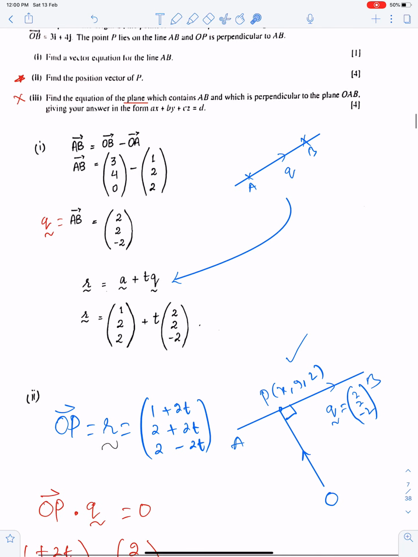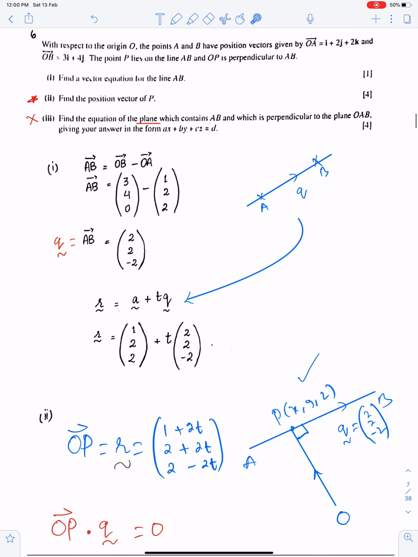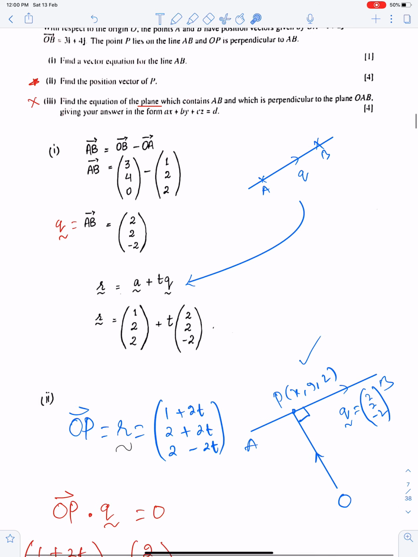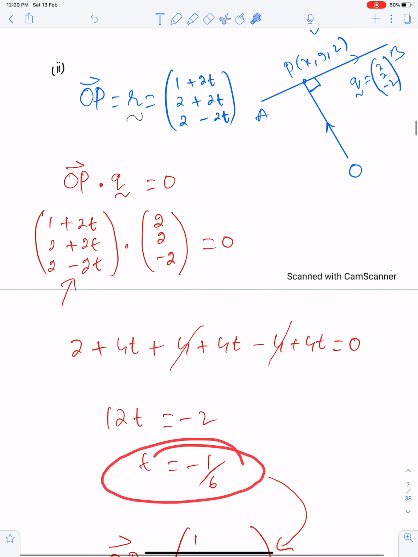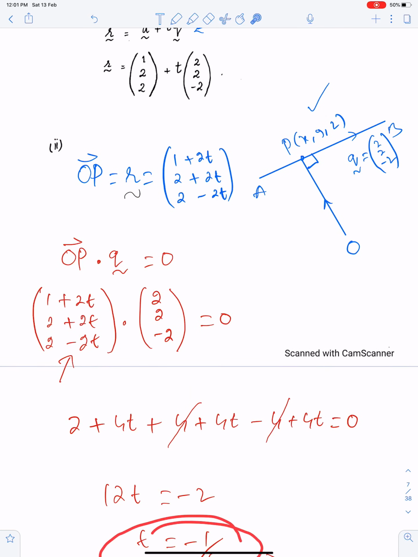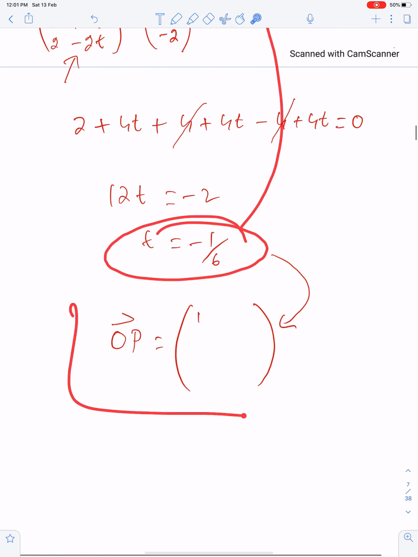You can check the solution again. First get the equation of line AB, part 1. This is the equation of line AB. Then get OP by replacing r by OP. And then take the dot product of OP with this direction q, or vector AB. They both mean the same thing for the value of t. And after getting the value of t, substitute t back into OP here. And this is the way you get the vector OP.